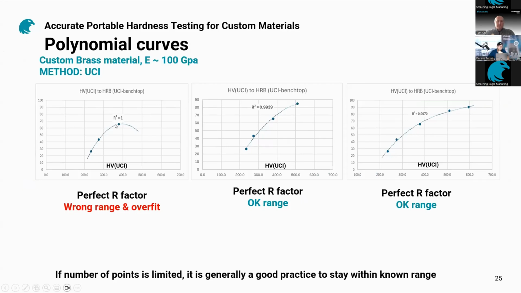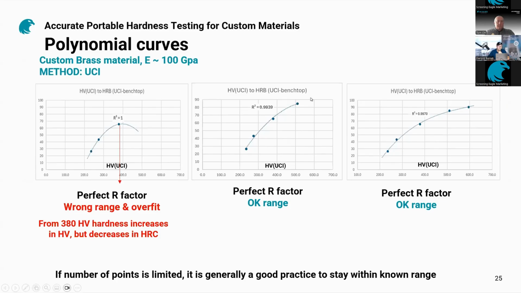But here something went wrong, and please pay attention to the way this curve works. From here till here, everything works fine, but then there is something different. Our HV UCI hardness increases, but at the same time our HRB value decreases, which makes little sense, because if something gets harder in one scale, it should also get harder in another scale. In this case, a user conducted some sort of overfit and defined the wrong range. So it is generally good practice to stay within the known range when it comes to conversion curves.